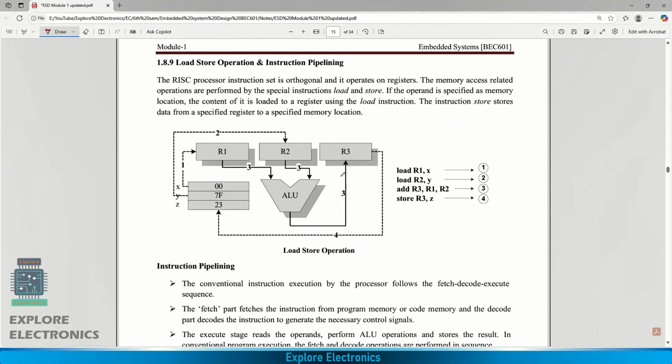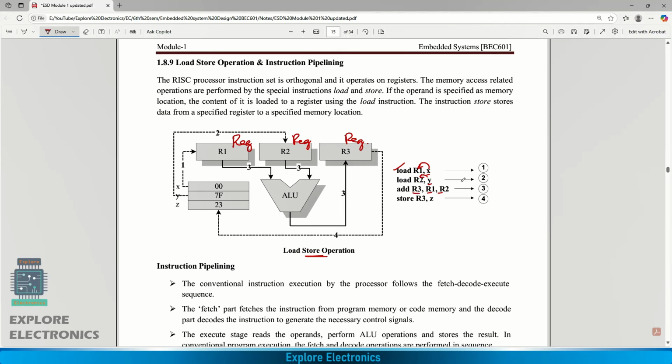Then load and store operations and how the pipelining will happen in the processor. See, the general load and store operation with this example is concerned. So these are the registers. This is a register. This is also a register. This is also a register. Okay. So we will be having a load instruction here. Load R1, X, load R2, Y, means X will be stored into R1, Y will be stored into R2, and we are adding R1, R2 and storing it in R3 like that.